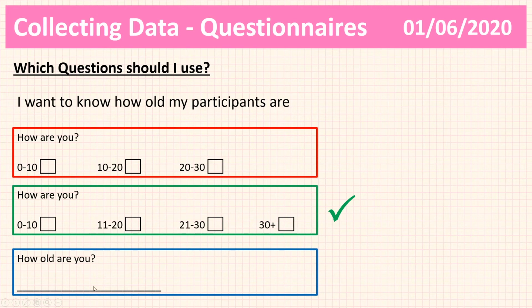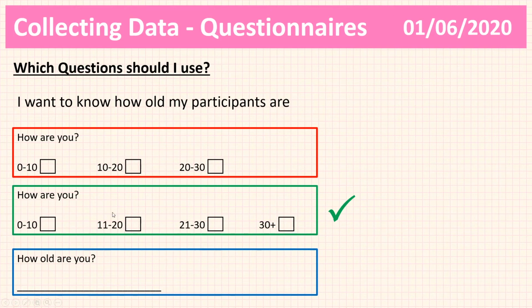If you look at the blue question, the one at the bottom, it says, how old are you? And there's just a blank space. Now, anyone can write anything in this blank space, which would mean when we go to collect the data and collate the data together, it would give us a wide range of options. We don't want that. We want to try and group these so that the data collection becomes easier.